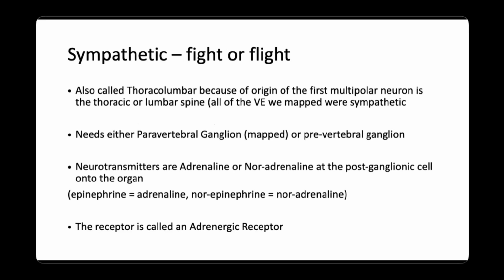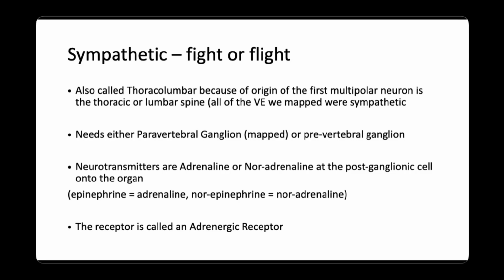Let's start with the sympathetic side, your body's stress response. It's also called the thoracolumbar division because it originates from the thoracic and lumbar regions of your spinal cord. Now, remember those multipolar neurons we mapped earlier? The first one always starts in that thoracic lumbar area.